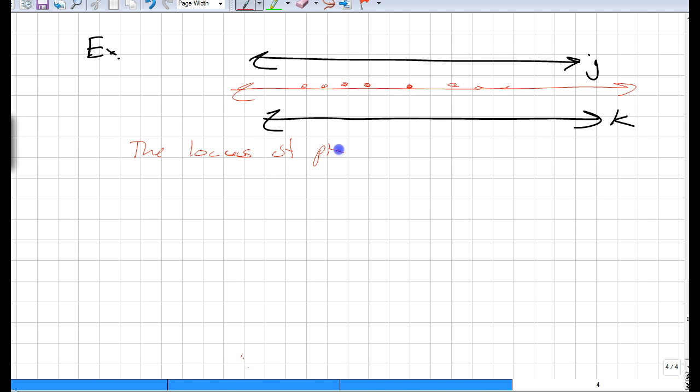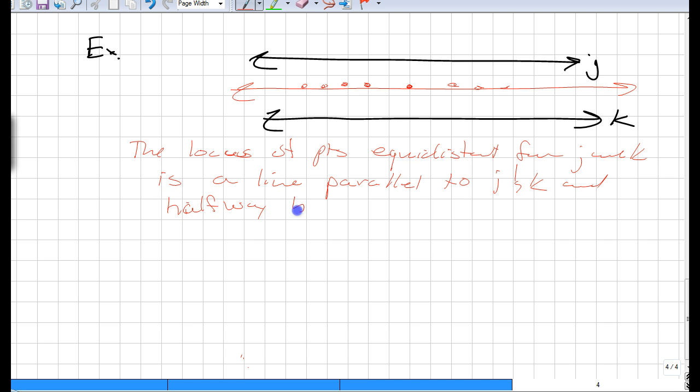So if we describe that, we would say the locus of points equidistant from J and K is a line parallel to J and K and halfway between them.